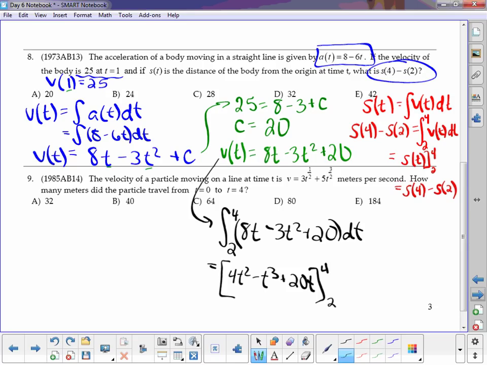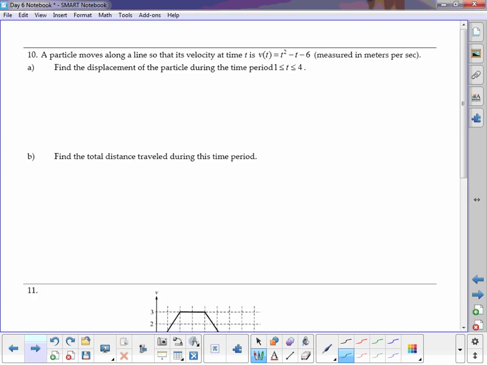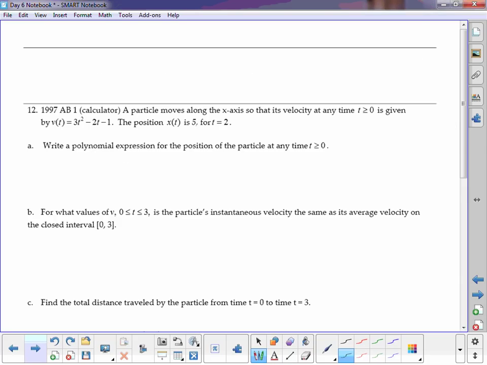Too much multiple choice. Let's take a look at a response type problem. I don't think I made you guys do this one yet. So let's go to number 12. Does this look familiar to you? No. Now, this is a calculator problem.